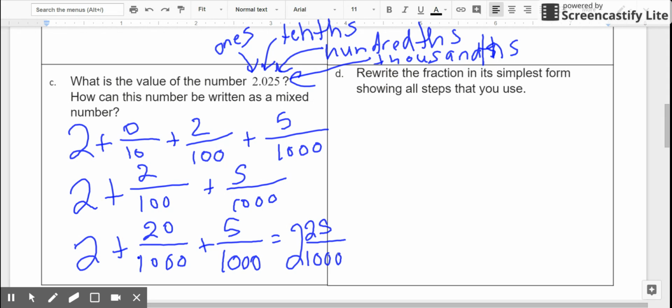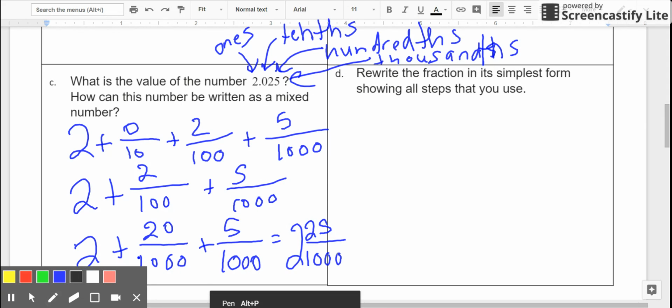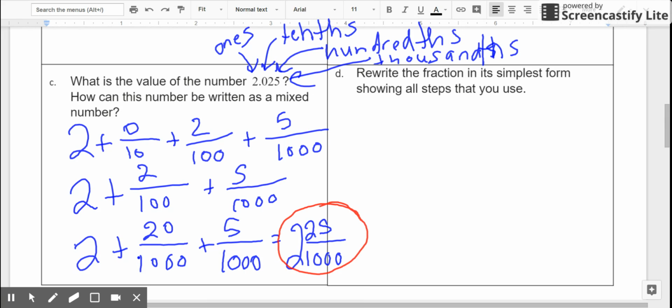Okay. So take a look at part D. Okay, I told you before you didn't need to write all that down. I want you to write this part down. So if you want to copy down everything in part C, that's fine, but at least write 2 and 25/1000 right now, please.